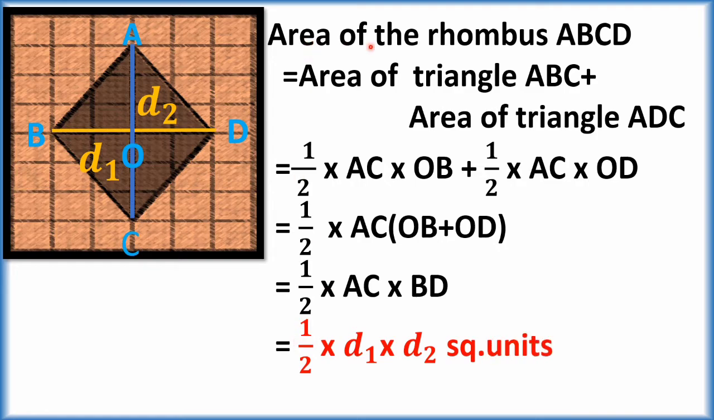This is the formula for finding the area of the rhombus when diagonals are given. Students, please remember that if base and height is given, area is B into H, and if diagonals are given, then area of the rhombus equal to half into D1 into D2.